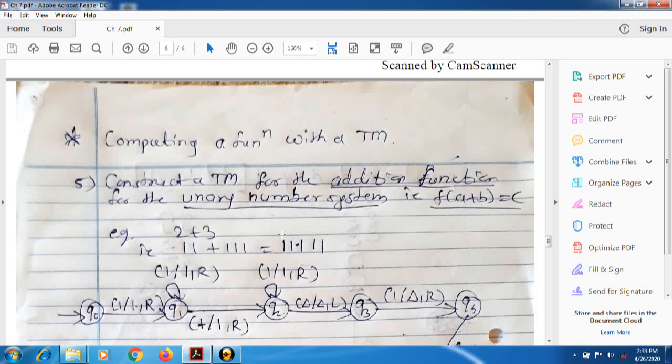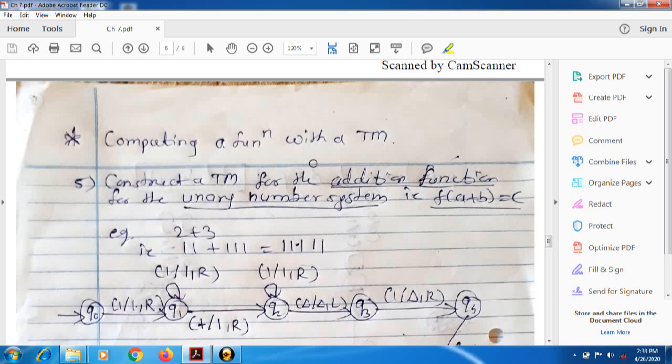Hello students. In the previous video we have seen the definition of a Turing machine with an example. In this video we are going to see computing a function with a Turing machine. In this video I have made some introduction related to these functions, means addition, subtraction, like this.